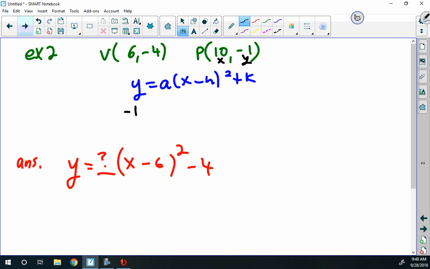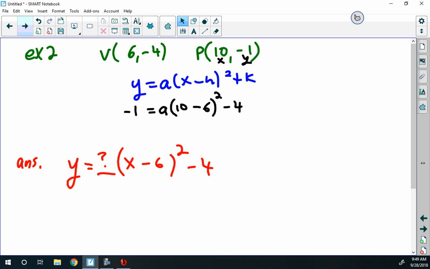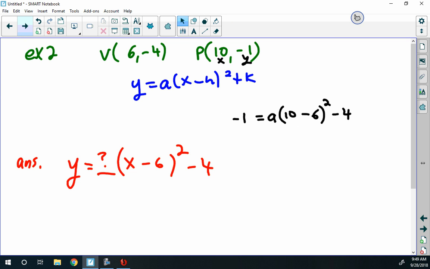So we'll say, okay, -1 equals A. I don't know what A is, I'm going to find it. Times x, which is 10, minus h, which is -6, quantity squared, plus k, so -4. So I've got to take that expression now, simplify it, and solve that for A, right? Don't forget PEMDAS when you do all this. You guys remember how PEMDAS works, right?